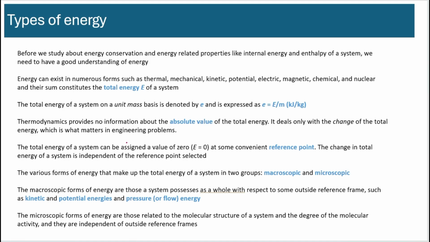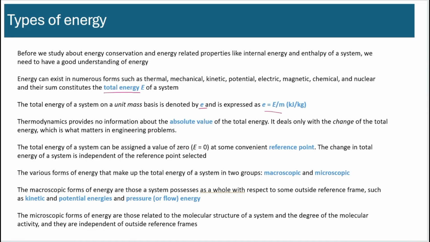So what is energy? Energy can exist, and in this case, we are talking about energy of a system. Okay, energy can exist in numerous forms as thermal, mechanical, kinetic, potential, electric, magnetic, chemical, nuclear, a lot of different types of energy, and you've heard about a lot of them one way or the other. If you combine all of them that are present in a system, then you get the total energy E of the system. Okay. Total energy E of the system per unit mass basis is just denoted by a small e. So this is almost like specific energy. Okay, it is E divided by m.